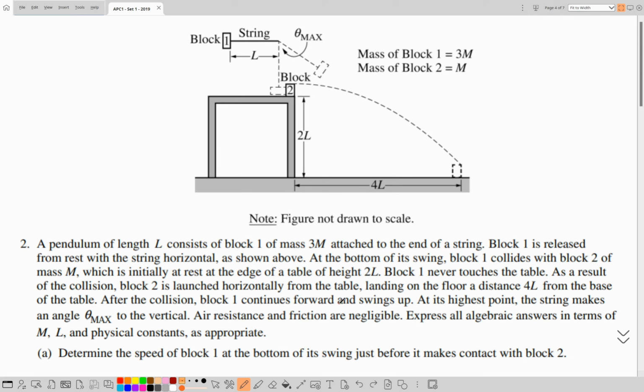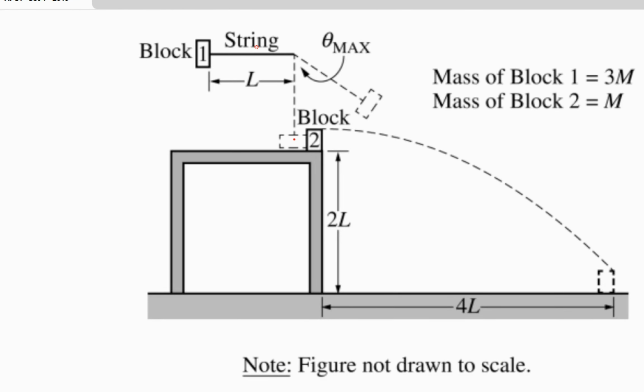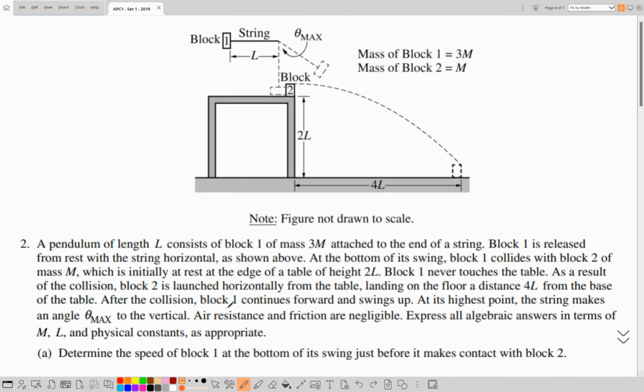At the edge of a table of height 2L, block 1 never touches the table. As a result of the collision, block 2 is launched horizontally from the table, landing on the floor a distance 4L from the base of the table. Block 1 is released at this position, and notice carefully that block 1 at this position won't be in contact with the table. The collision will happen between block 1 and block 2, giving momentum to block 2, and block 2 will be launched horizontally from the table. After the collision, block 1 continues forward and swings up.